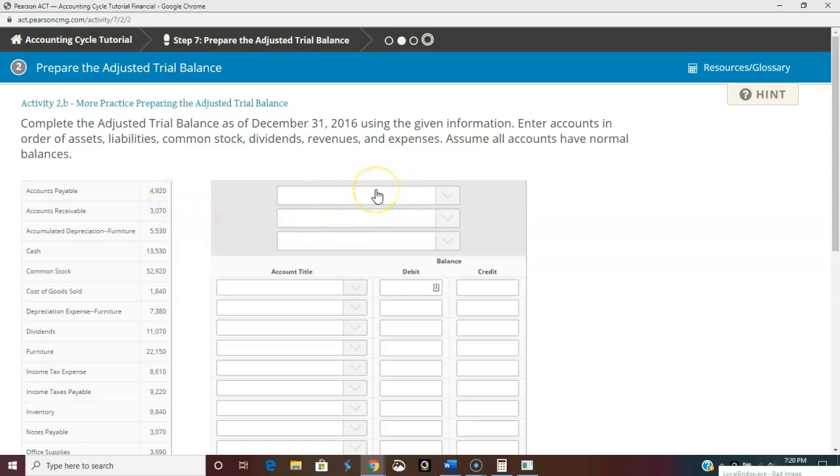Okay, let's do the next part. Complete the adjusted trial balance given this information. Enter accounts or assets, liabilities, common stock, dividends, revenues, and expenses, blah, blah, blah. Everybody has a normal balance. So we're just going to be plugging this in. We're already at a half an hour here. So I think I'm going to cut this and I will do this in 2 sections, okay? So we'll come back to this one in part 2.